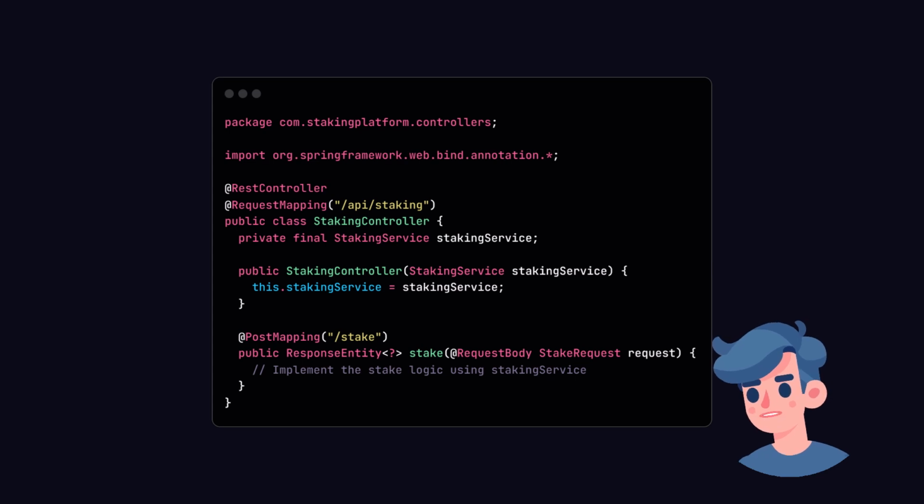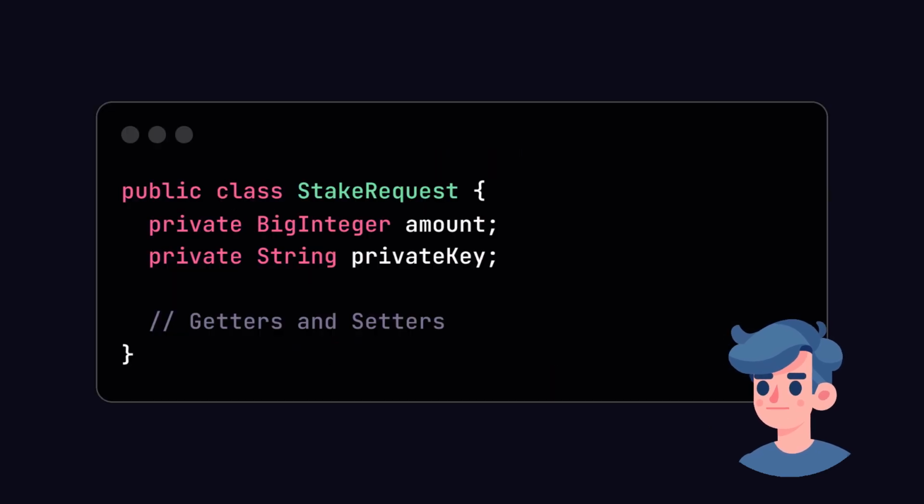Now let's set up a simple REST API using Spring Boot. This will allow us to expose endpoints for staking and withdrawing from our staked pool. We'll create a new package called Controllers for this. Here, we define a REST controller where we will create endpoints for staked actions. The stake request would be a class holding the required data for staking, such as amount and user details. Don't forget to implement the typical error handling so that users are informed if something goes wrong during their transactions.